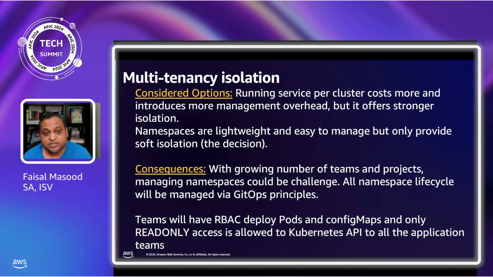The consequence of the decision is, because we have more teams and more projects are coming, there can be many namespaces, and managing them could be a challenge. So we are recommending a change in operating procedure to use GitOps principles. If you are already using GitOps, that's good. If you're not using it, we are recommending to adopt GitOps so that we don't have the management complications that can come with doing things manually. Then teams will have RBAC policy to deploy pods, so that we have limited access to the teams and read-only access to the Kubernetes API application.